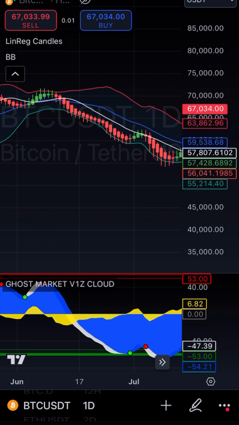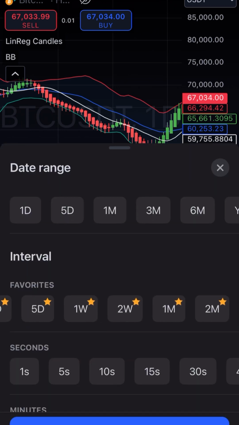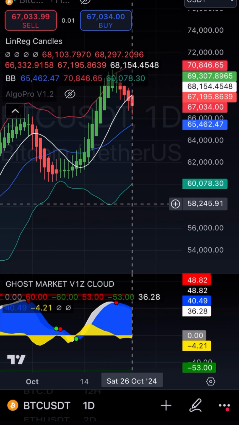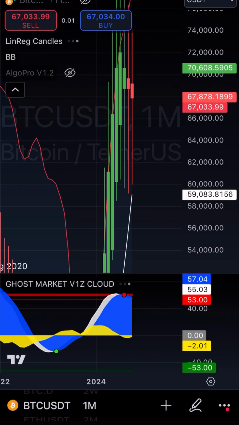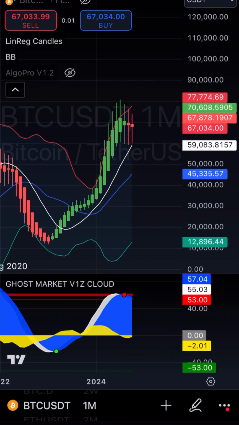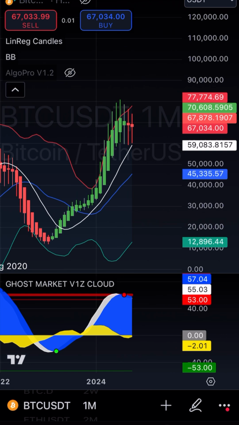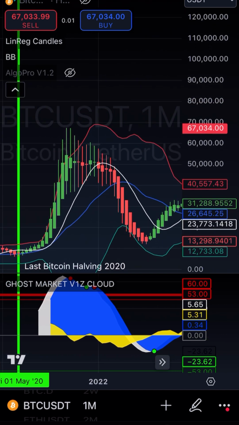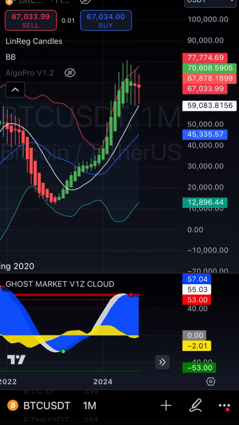You can, when it's bearish, you can find it on the monthly. When it is bearish, let's go to the monthly. When it is bearish, you will see a red dot at the top. So you see that happening here. And you see that happening right there.